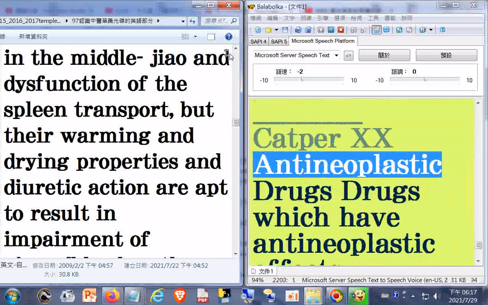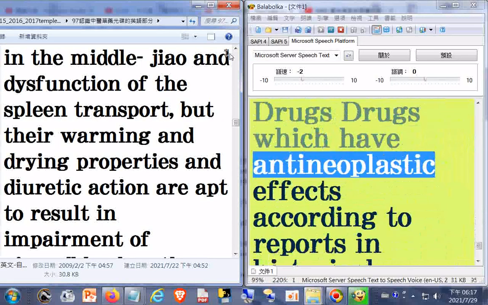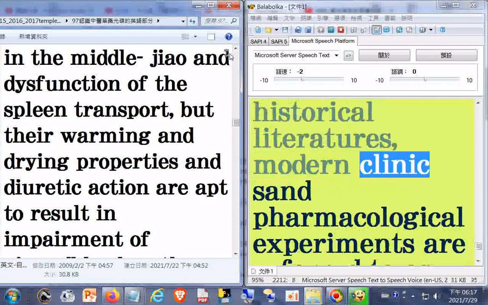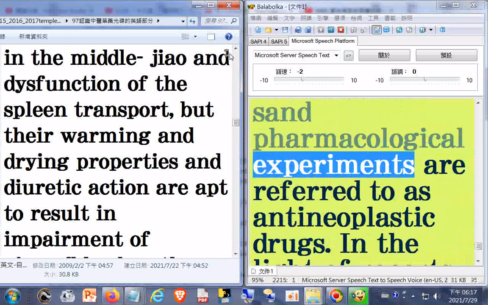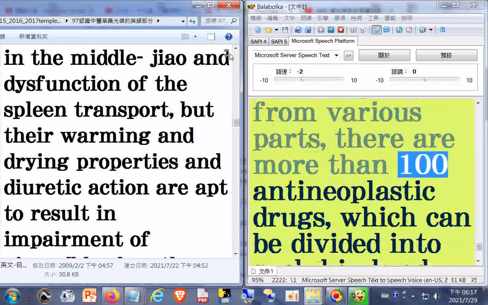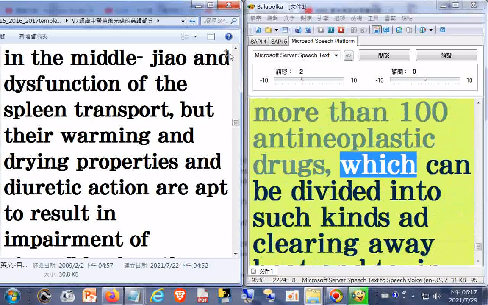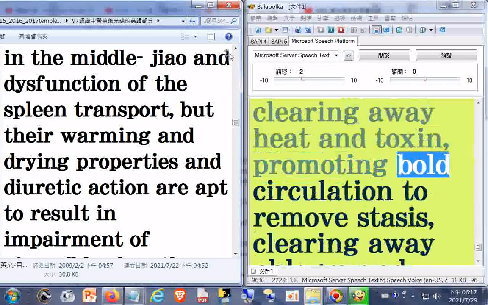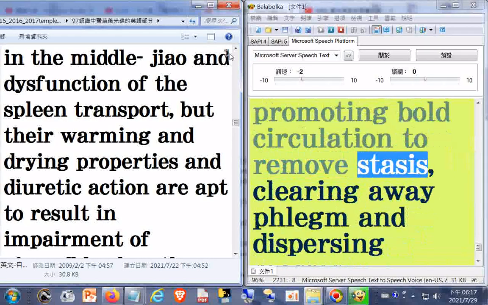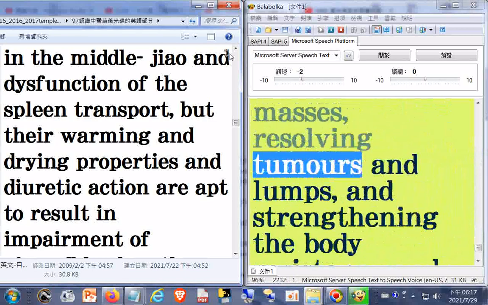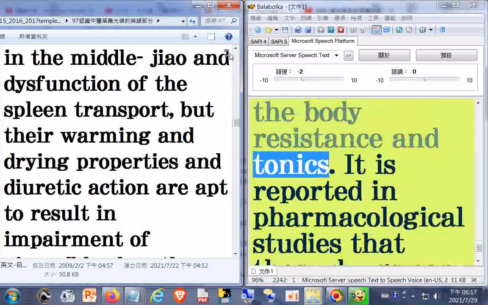Chapter 20: Antineoplastic drugs. Drugs which have antineoplastic effects according to reports in historical literatures, modern clinics and pharmacological experiments are referred to as antineoplastic drugs. In the light of reports from various parts, there are more than 100 antineoplastic drugs, which can be divided into such kinds as clearing away heat and toxin, promoting blood circulation to remove stasis, clearing away phlegm and dispersing masses, resolving tumors and lumps, and strengthening the body resistance and tonics.